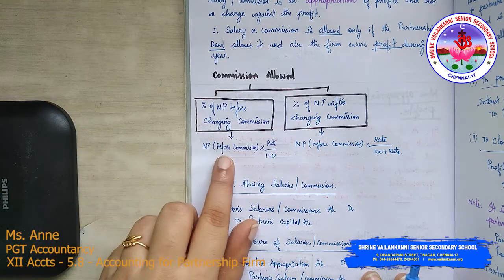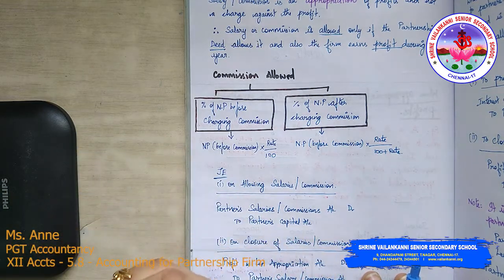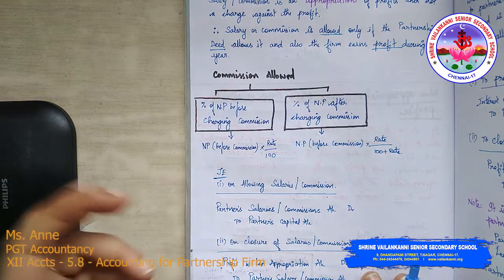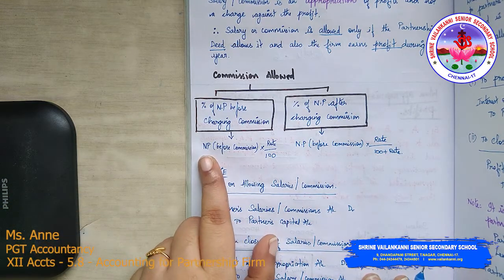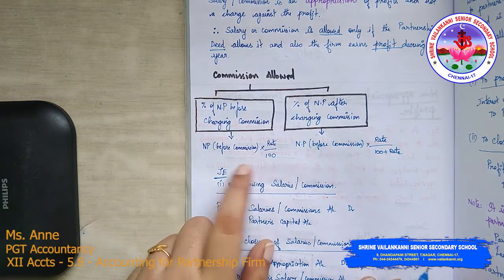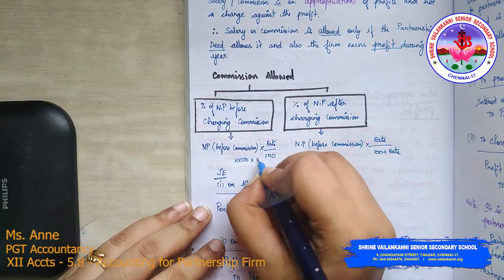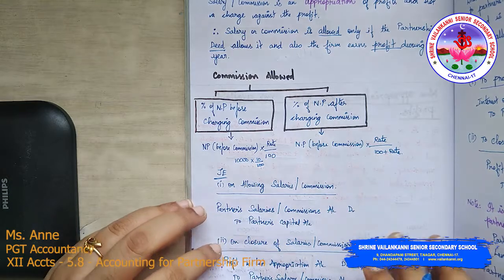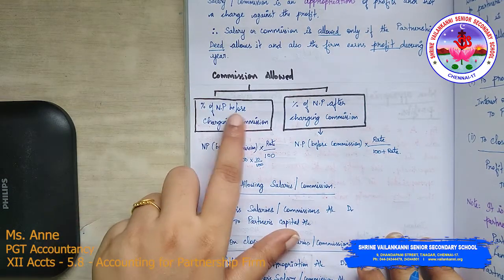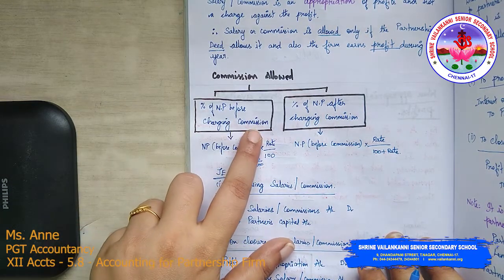So for net profit, how much is the percentage that the partner should get as a commission, we will calculate. Suppose, for example, he has to get 10%. If the net profit is 10,000, he has to get 10%. You will write 10 divided by 100. This is if it is given net profit before charging commission.